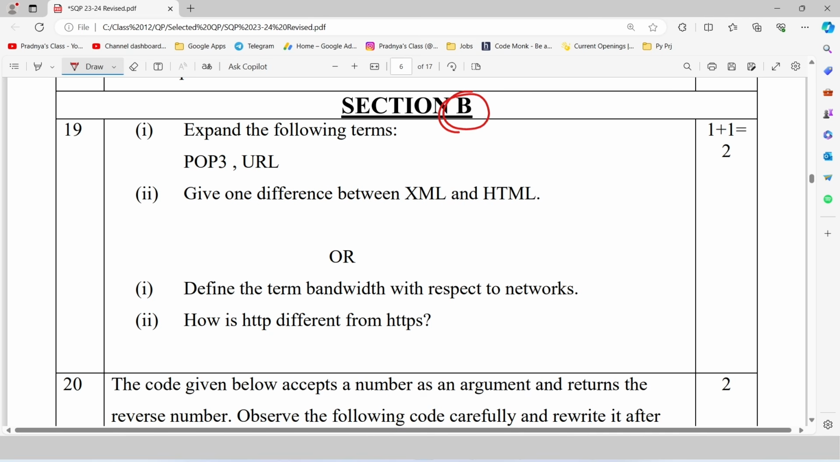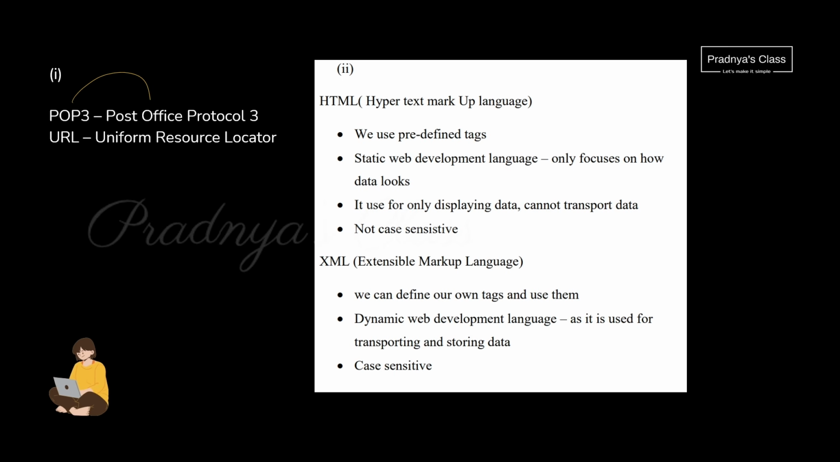Now, it's time to check out the questions in section B. Here is the first question. Expand the following terms. And there is one more question: give one difference between XML and HTML. Look at the full form of POP3. It is Post Office Protocol 3 and URL is Uniform Resource Locator.